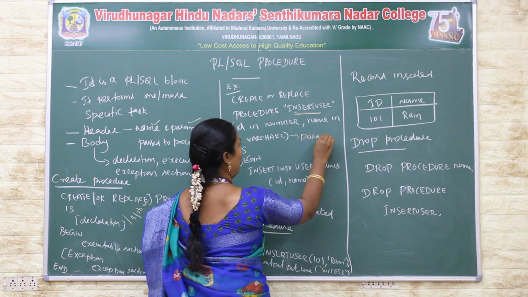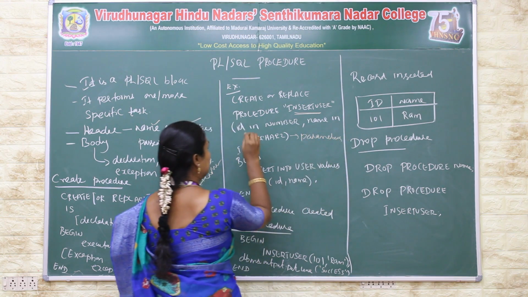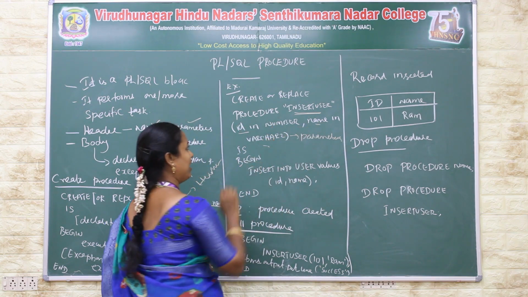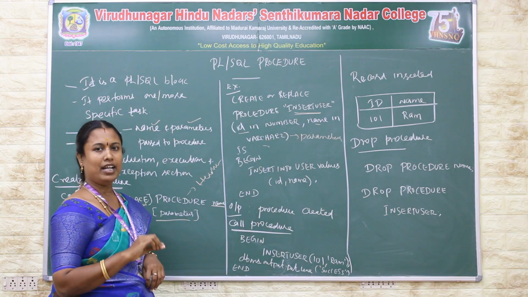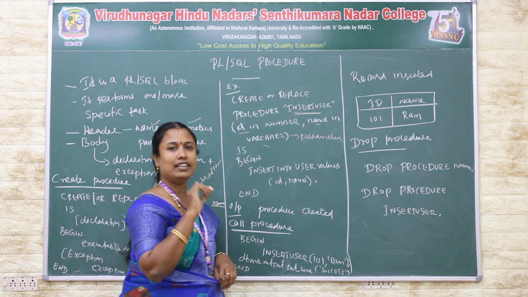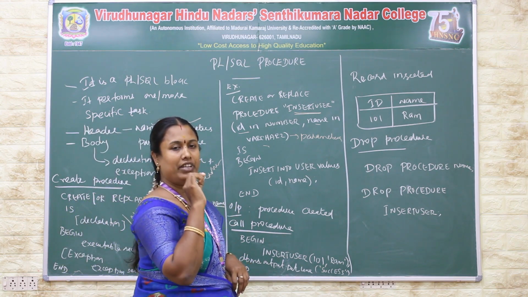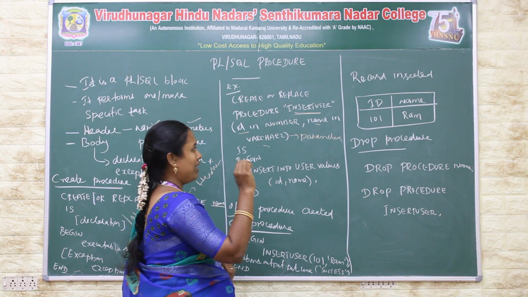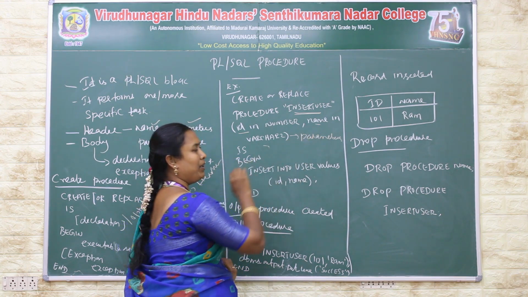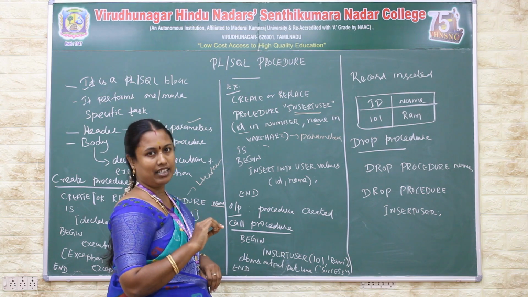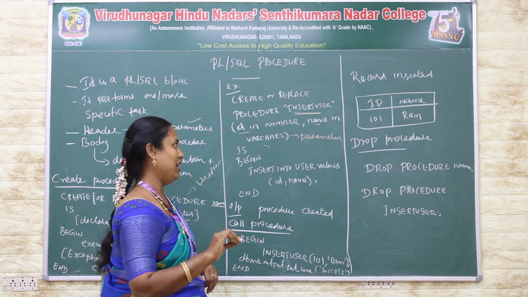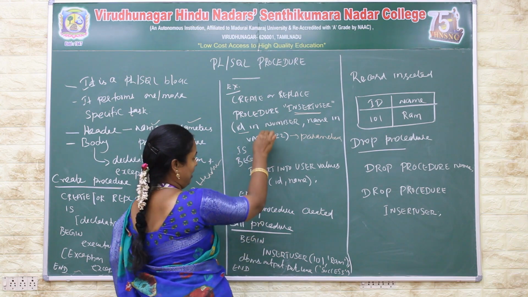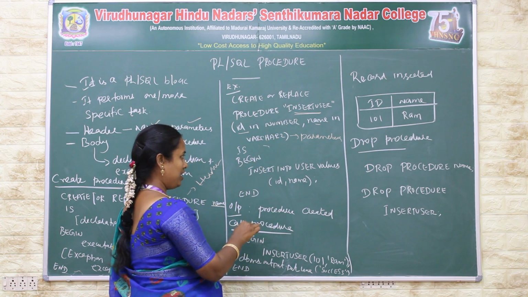How many parameters can I use? ID in number, name in varchar. What does number specify? Number and varchar specify the data type. Number means that in that variable you can give only an integer value. Name in varchar means you can give characters as the input value for this name variable. Okay. So after that header section you can move on to the body section.